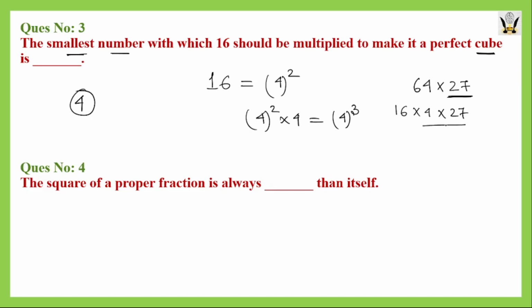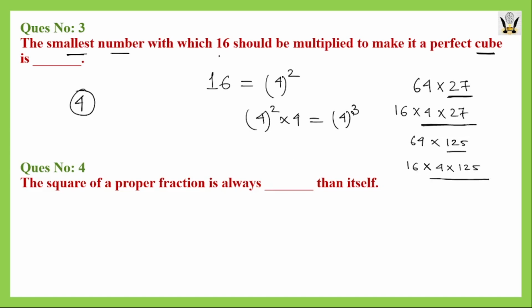So how much, or what number do we need to multiply? 4 multiplied by 27. Similarly, with 64, suppose we multiply, say, 125, which is also a perfect cube, and that is the cube of 5. So here 16 will be multiplied by 4 first, and then by 125. So finally again that number will be a perfect cube.